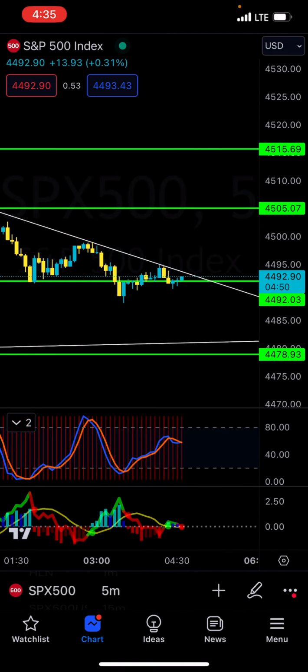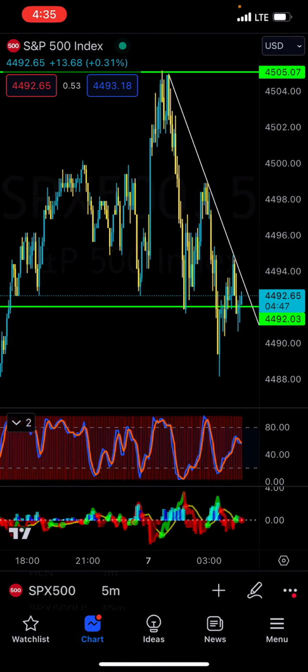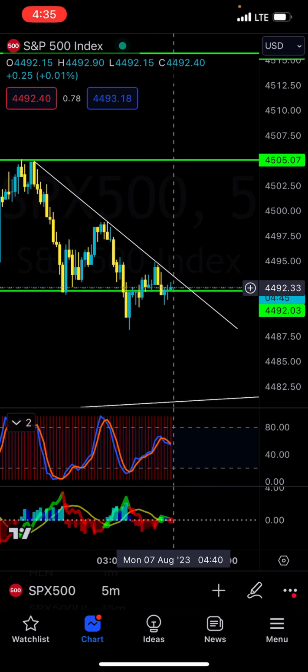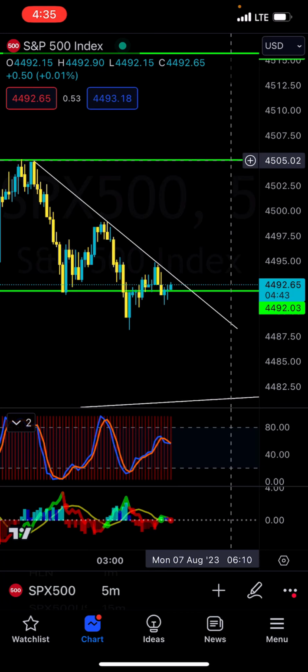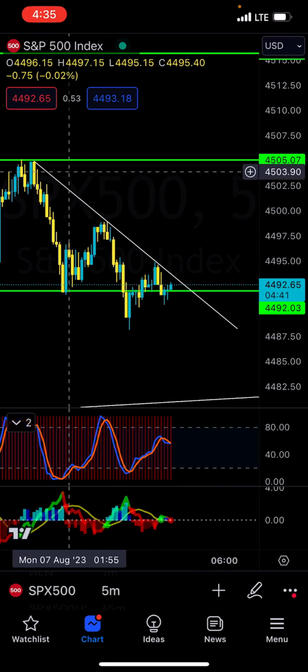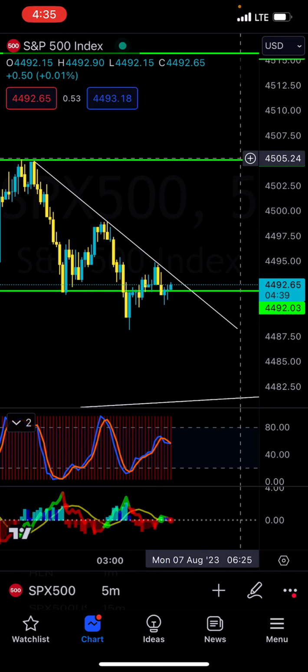I do want to go a little bit more into SPX because I do think that right now we are about to break and push to the upside at 450. Again, we just need to break this one trend right here. If this trend breaks, I think we're going back up to 450.